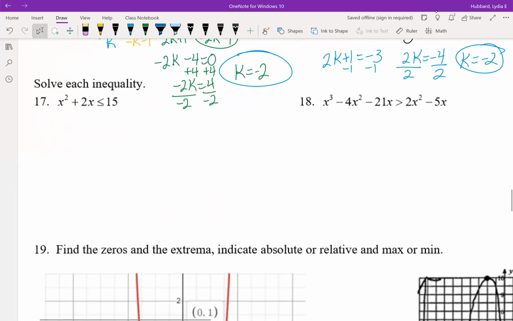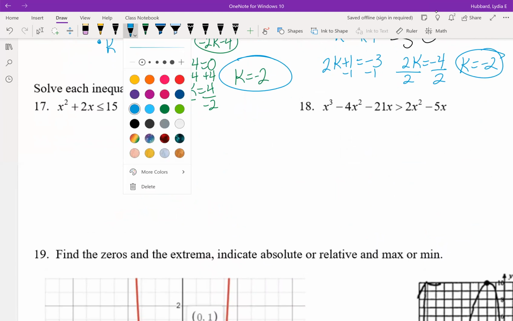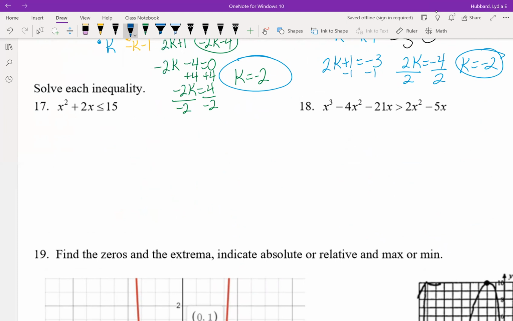Okay, moving on to solving the inequalities. So the big thing about solving an inequality is that it has to be equal to 0. Or well, not equal, but it has to have the inequality symbol and then 0. So to do that, we're going to first start by taking this first equation and subtracting 15. So we'd have x squared plus 2x minus 15 is less than or equal to 0.